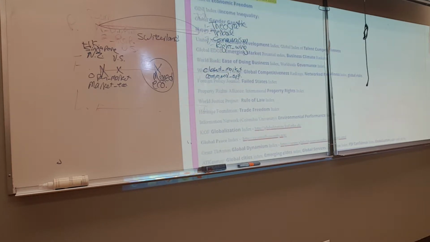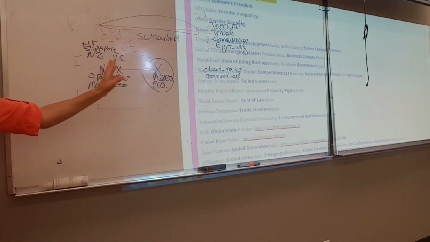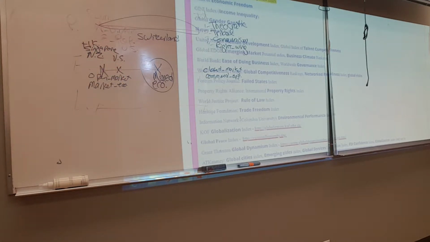For example, economic freedom, you're going to use this one. Heritage Foundation, that's a very good one. Trade freedom. Those all help to see the ranking of the market. And doing business in.